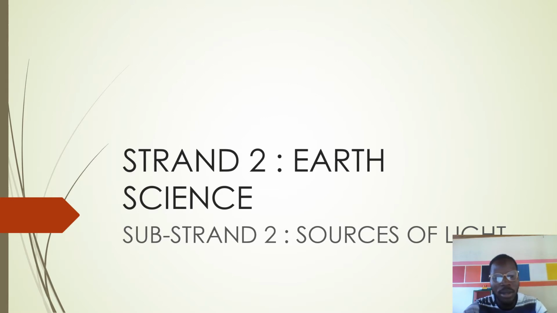We started with Strand 2, that's Earth Science. Last week we looked at cyclic events, some natural cyclic events. I said cyclic. What does it mean? Things that occur, reoccur, or happen again and again. We talked about two examples of natural cyclic events: seasons, and day and night. And for seasons, we talked about the two major seasons in Ghana, that's the dry season and the wet season.